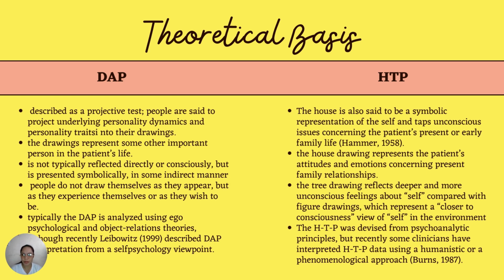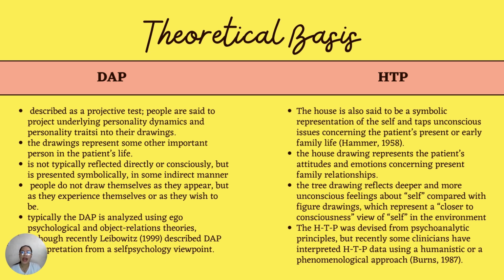Now, projection of these personality traits and dynamics is not typically reflected directly or consciously, but is presented symbolically in some indirect manner. Thus, people do not draw themselves as they appear, but as they experience themselves or as they wish to be. The opposite sex drawing is often said to tap attitudes about people in the patient's life who are of that gender. Typically, the DAP is analyzed using ego psychological and object relations theories, although recently Leibowitz described DAP interpretation from a self-psychology viewpoint.